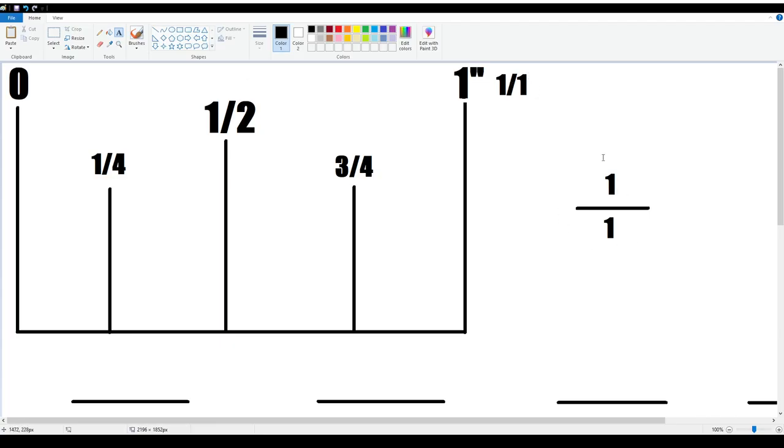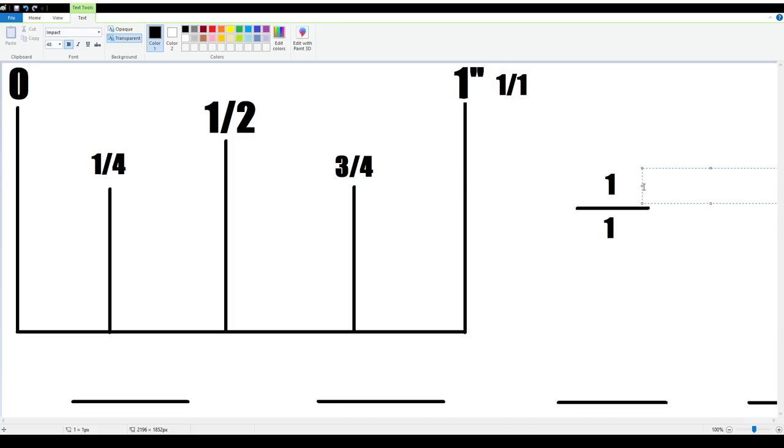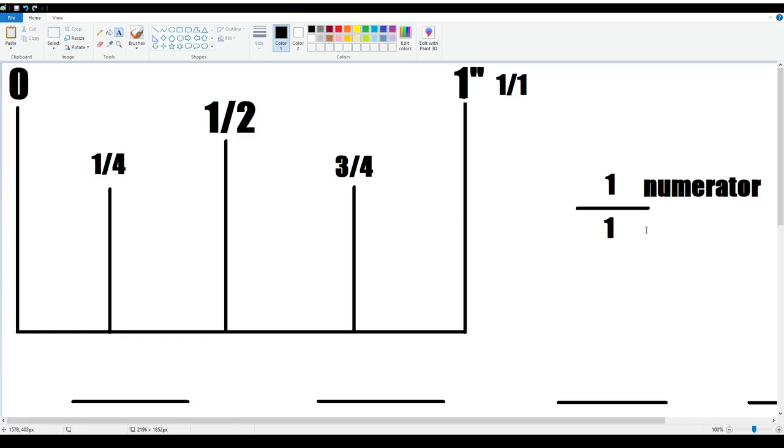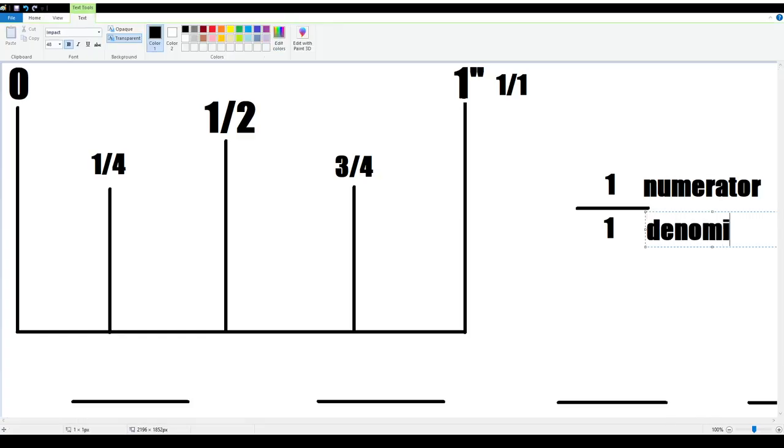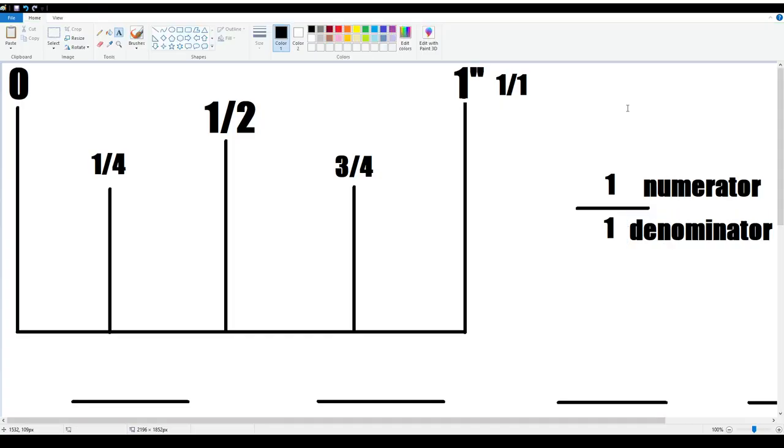So we have a numerator, okay? See if that fits there, that will. And we have a denominator. And that didn't fit because I didn't make the box long enough. There we go, that'll work. So we have a numerator and we have a denominator. In this case, a whole number would be 1 over 1.